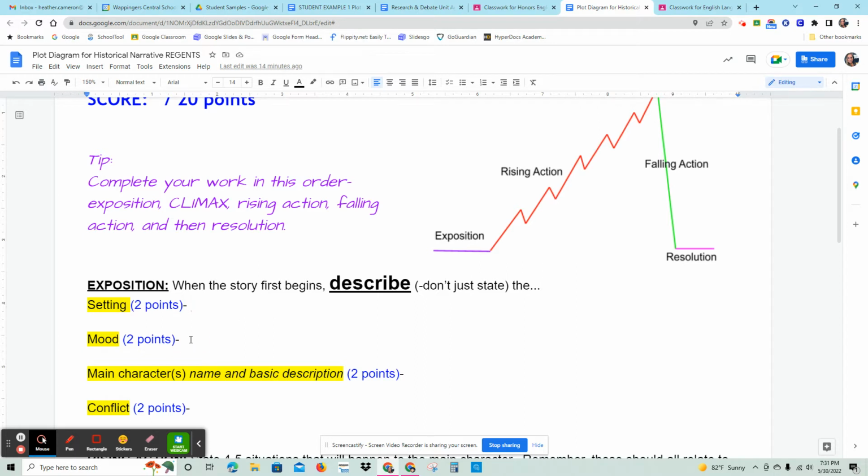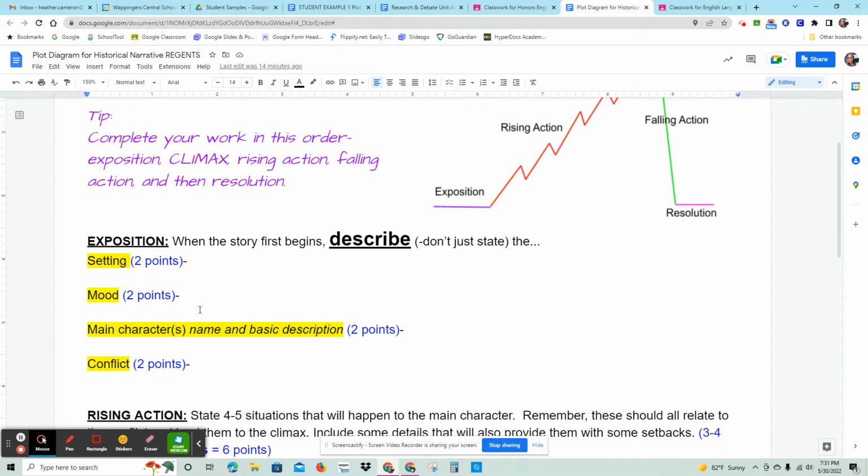Then get into mood. Same thing. You can't just state the mood. Don't just say that the mood is scary or the mood is whatever it is. Please describe it. How is the reader going to be able to infer what the mood is in the beginning of your story? Main characters, name, and basic description.